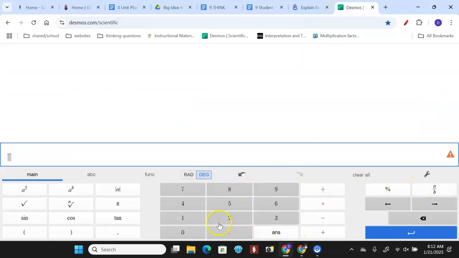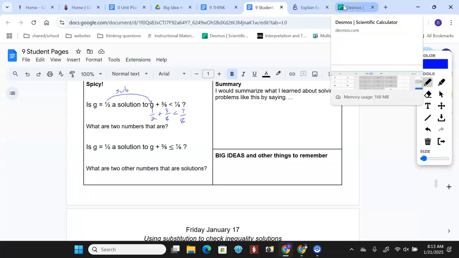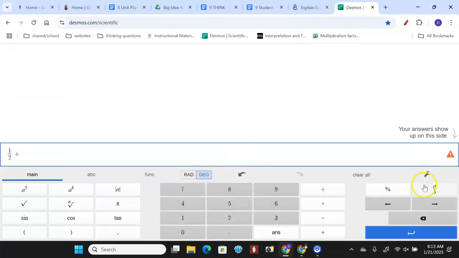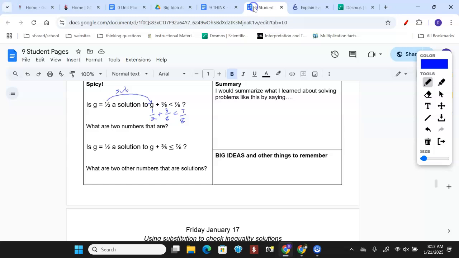So I go fraction button, 1/2. Gotta push this to leave the fraction button. Plus, what was it? 3/8. New fraction, 3/8. Can't tell from that, but remember you've got this nice button here. It's 7/8. So back here, it looks like those made exactly 7/8.